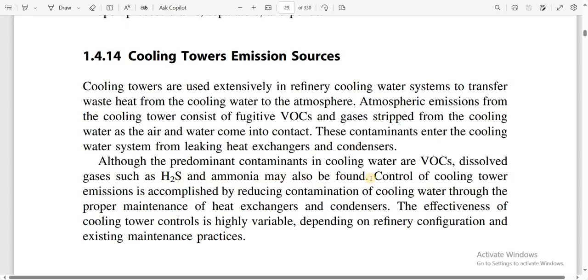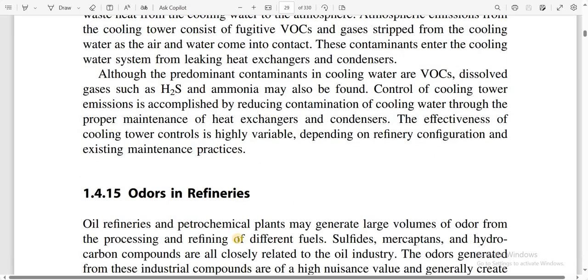Although the predominant contamination in cooling water is VOCs, dissolved gases such as H2S and ammonia, hydrogen sulfide and ammonia, may also be found. Control of cooling tower emissions is accomplished by reducing contamination of cooling water through proper maintenance of heat exchangers and condensers. The effectiveness of cooling tower controls is highly variable depending on refinery configuration and existing maintenance practices.